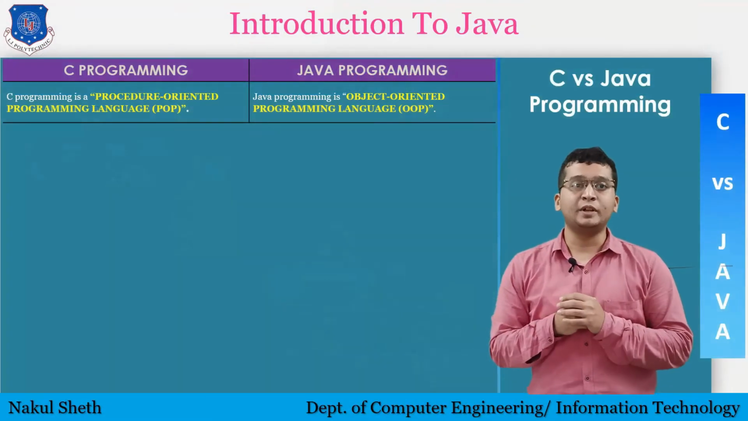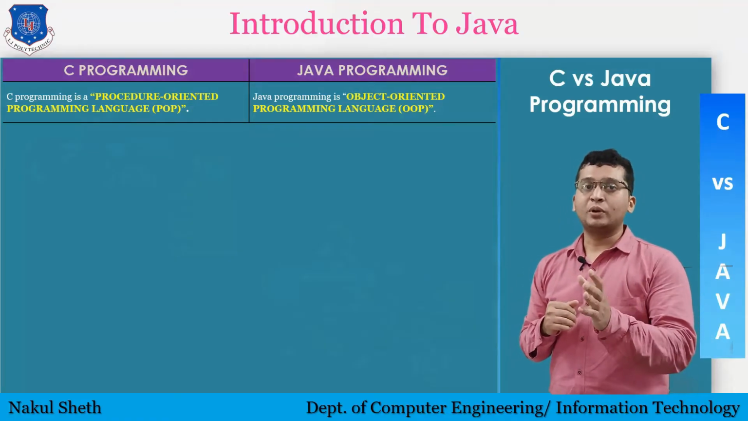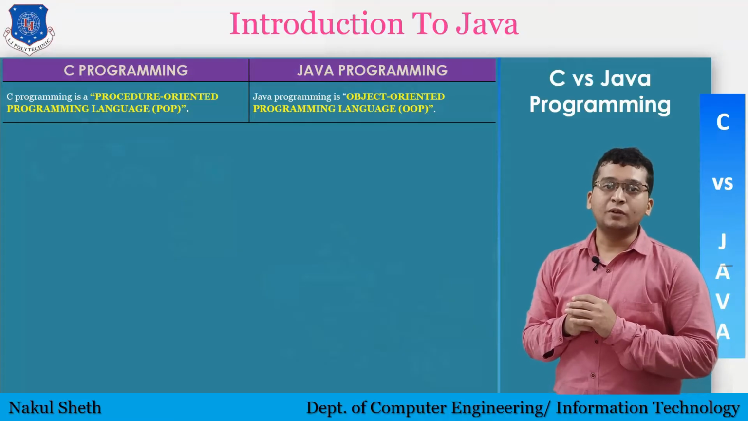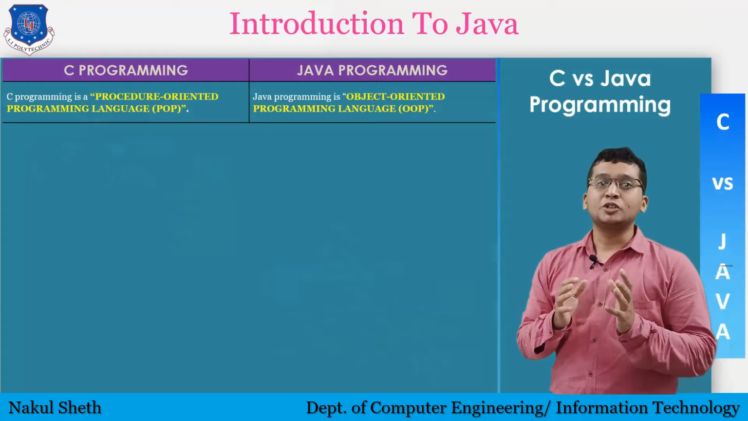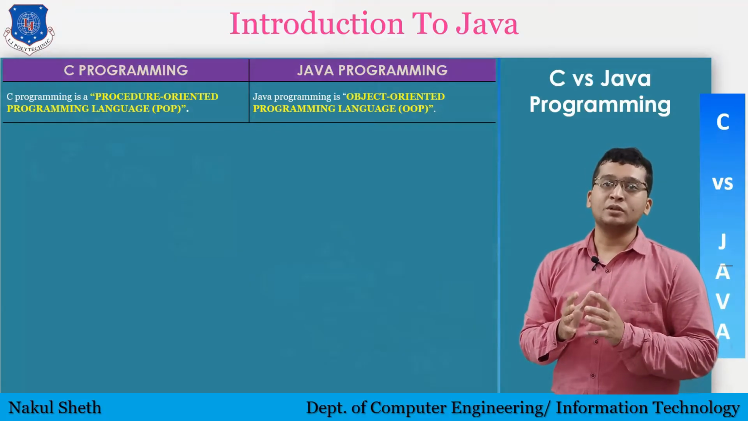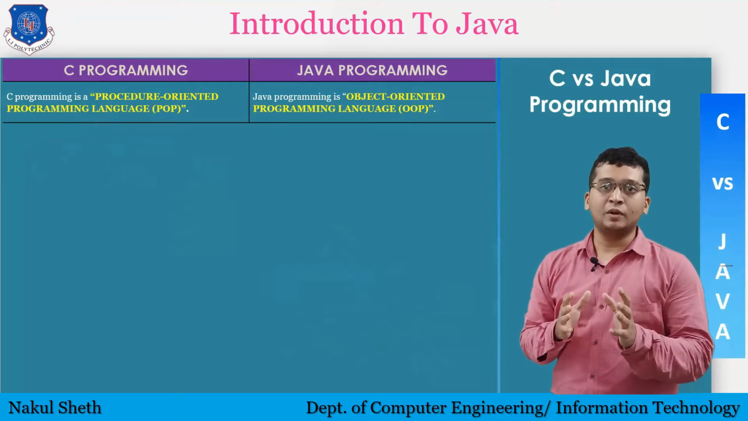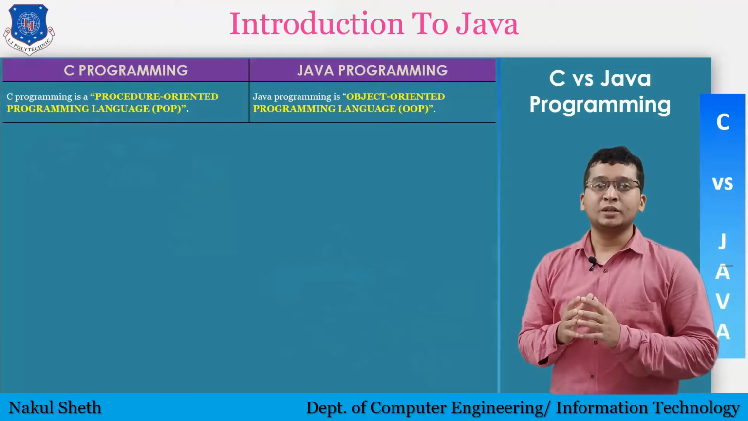So the first difference between C versus Java is C is a procedure oriented programming language, which means in C programming your compiler will follow a step by step approach to compile and run your C program. But on the other hand, Java programming strictly follows the object oriented programming approach. So to run your Java code, we have to put everything into class and object.